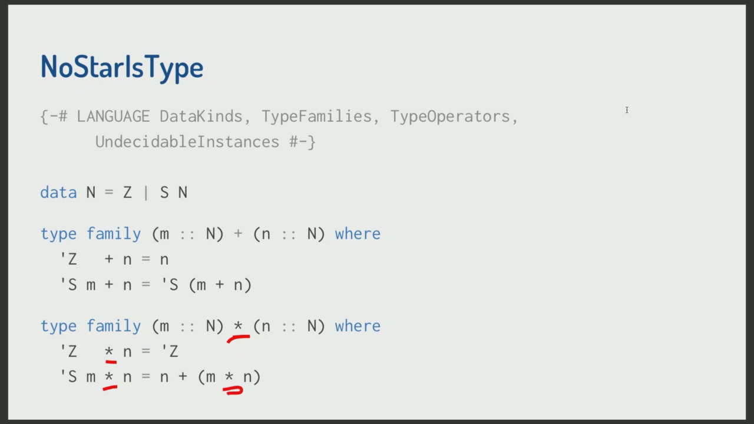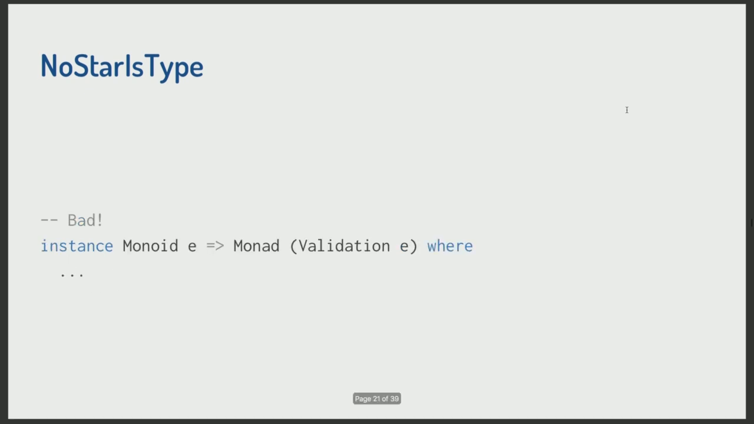A less obvious consequence of star as type is we can't currently write this and feel good about ourselves when validation is applicative. Also, Haskell might have a slight difference between the applicative and the monad instance that doesn't quite lawfully line up. No star as type actually fixes this in a really unintuitive way. Skeptics.